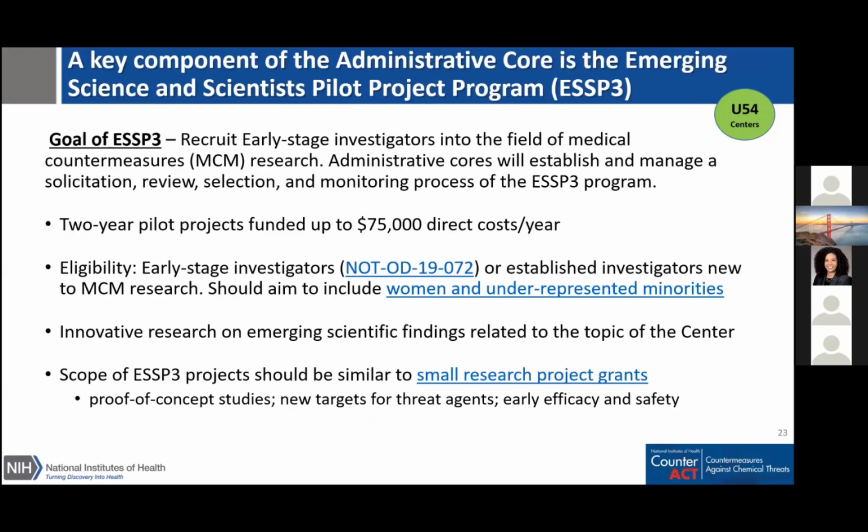So for a little more information on the pilot project program, we expect to support about 2 to 3 of these pilot projects per year. The project support is up to $75,000 per year in direct costs. And this is not to supplement ongoing research of an established investigator.